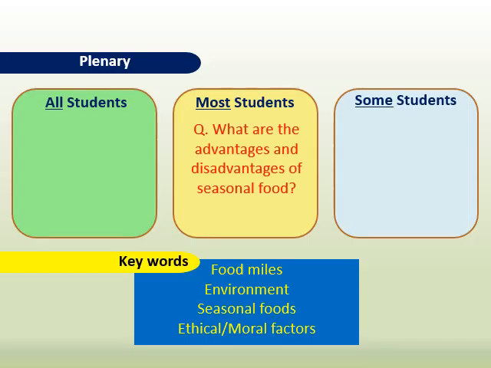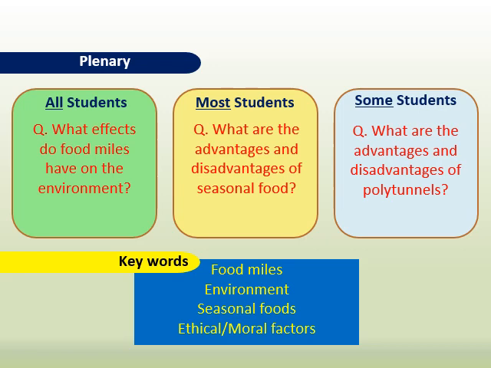So as a plenary, all of us, we're looking at what the effects of food miles have on the environment. You can put this on your Word document should you wish. What effects do the food miles have on the environment? What are the advantages and disadvantages of seasonal food? And what are the advantages and disadvantages of polytunnels? Again, have a look at them. Go away, research. What can you find? Tell me more. Write them on your Word document.